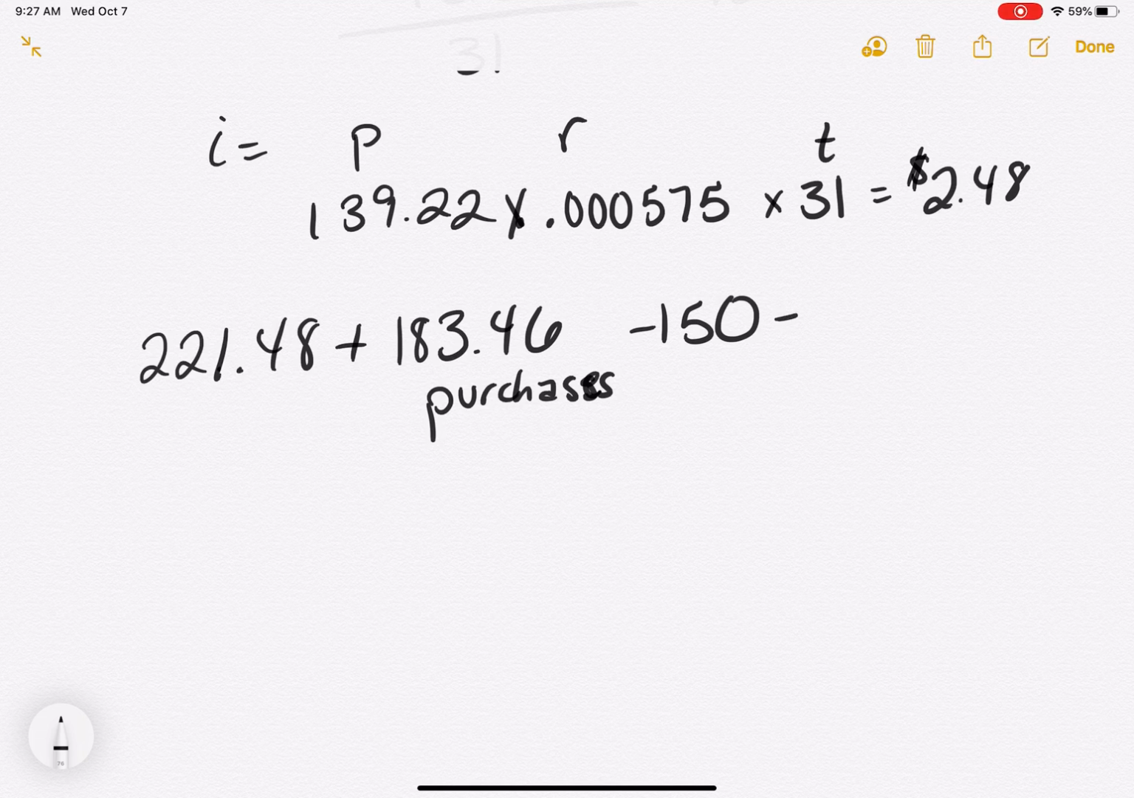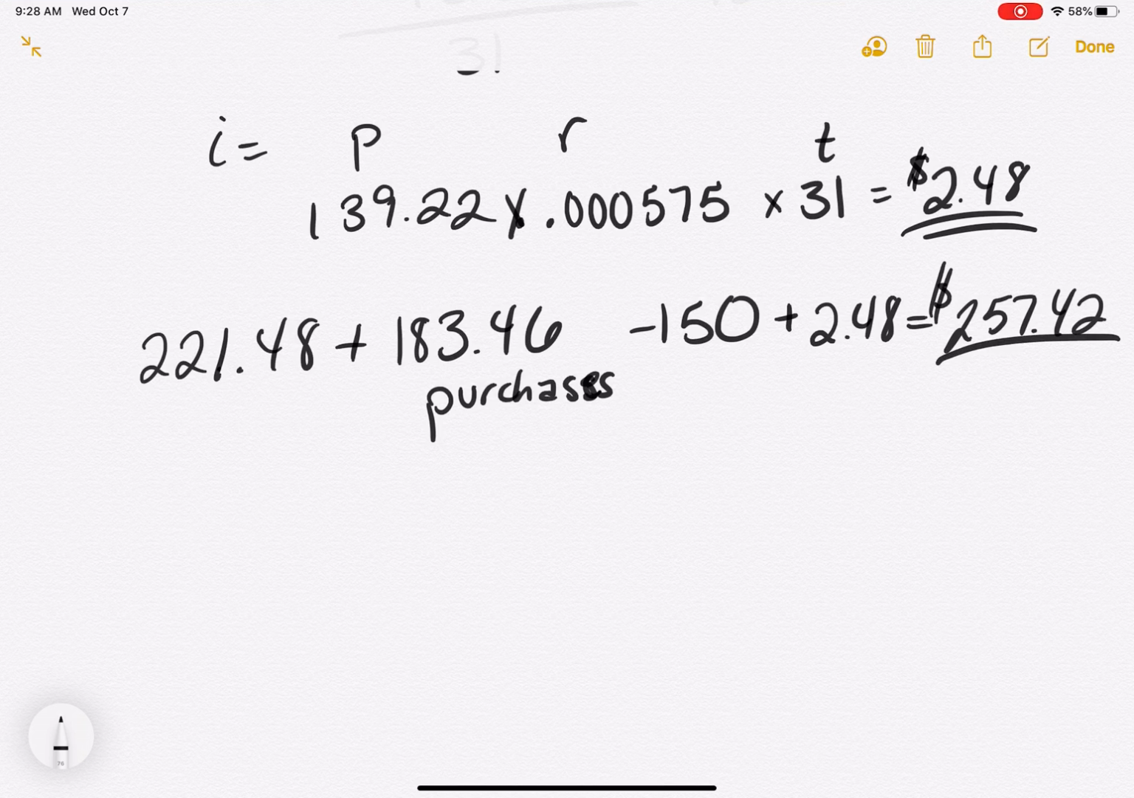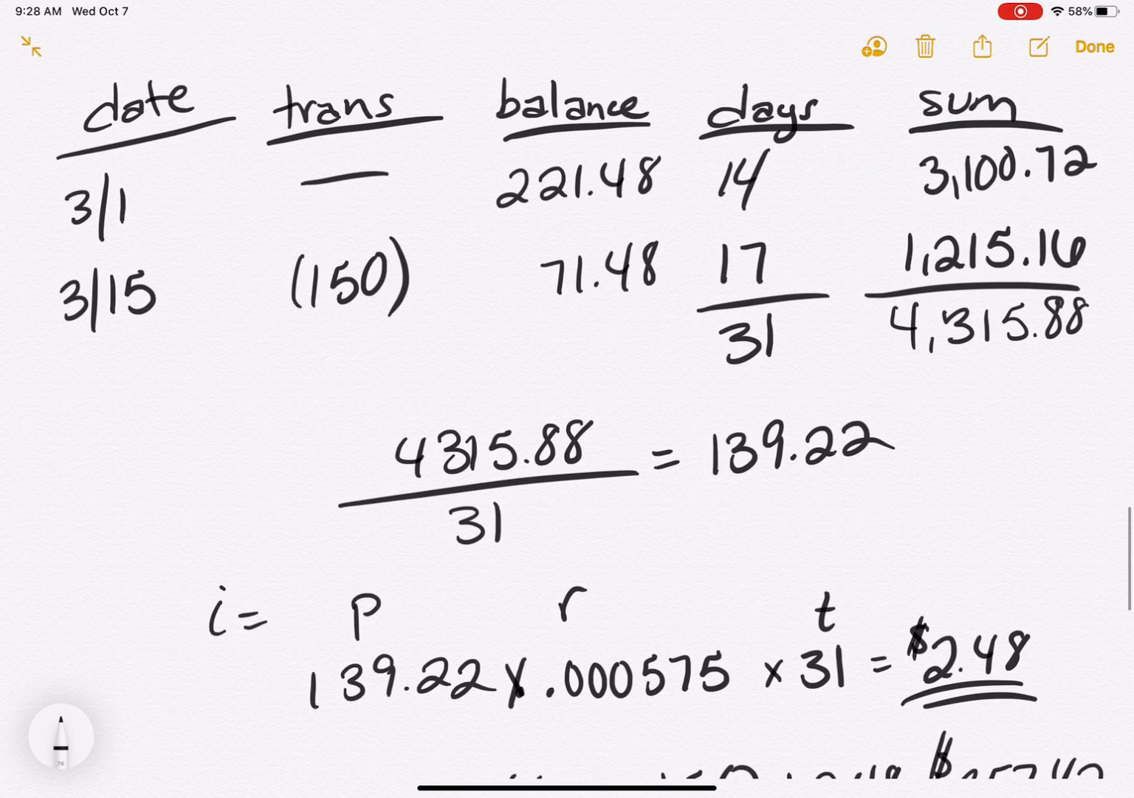Okay, and we add our finance charge of 2.48. So this is our finance charge, our new balance. 257.42. What you could do is start from the 71.48, but you better add in those new purchases and the finance charge. So we still care about the new purchases. They don't just go away, but we don't have to pay interest on them.